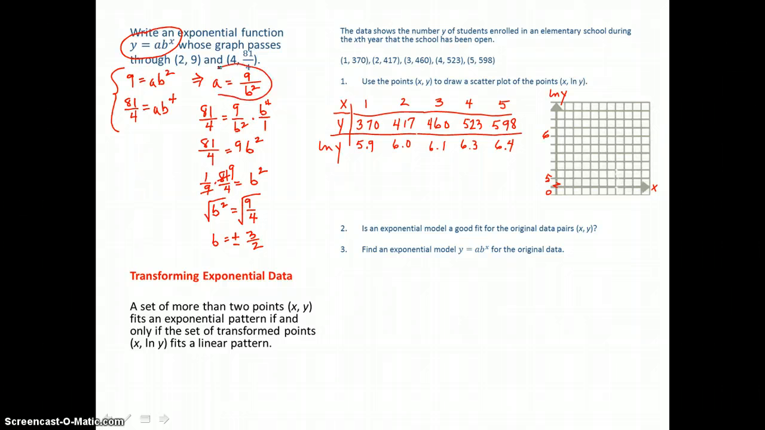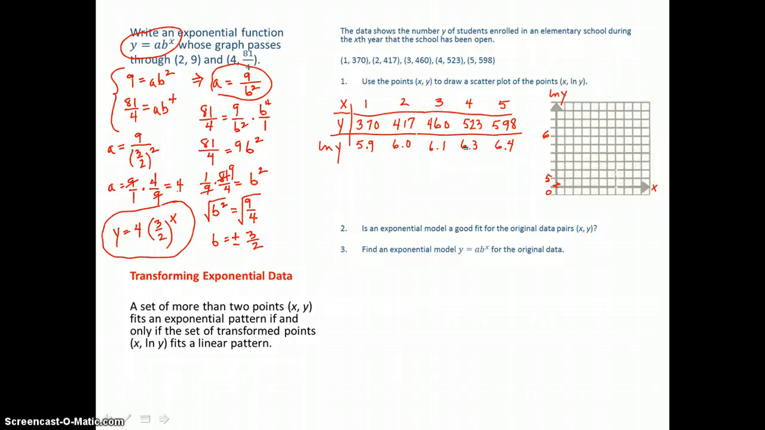Now I can go back up here and solve for a. A is equal to 9 over b, which is 3/2, raised to the 2nd power. So a is equal to 9, and in the denominator I have 3/2 squared, which is 9/4, but we don't divide by a fraction, we multiply by its reciprocal instead. So I'm multiplying by 4/9. The 9's cancel, and I find out that a is equal to 4. So now I can write my exponential function, y equals a, which is 4, times b, which is 3/2, raised to the x power. So this is the exponential function for that graph.